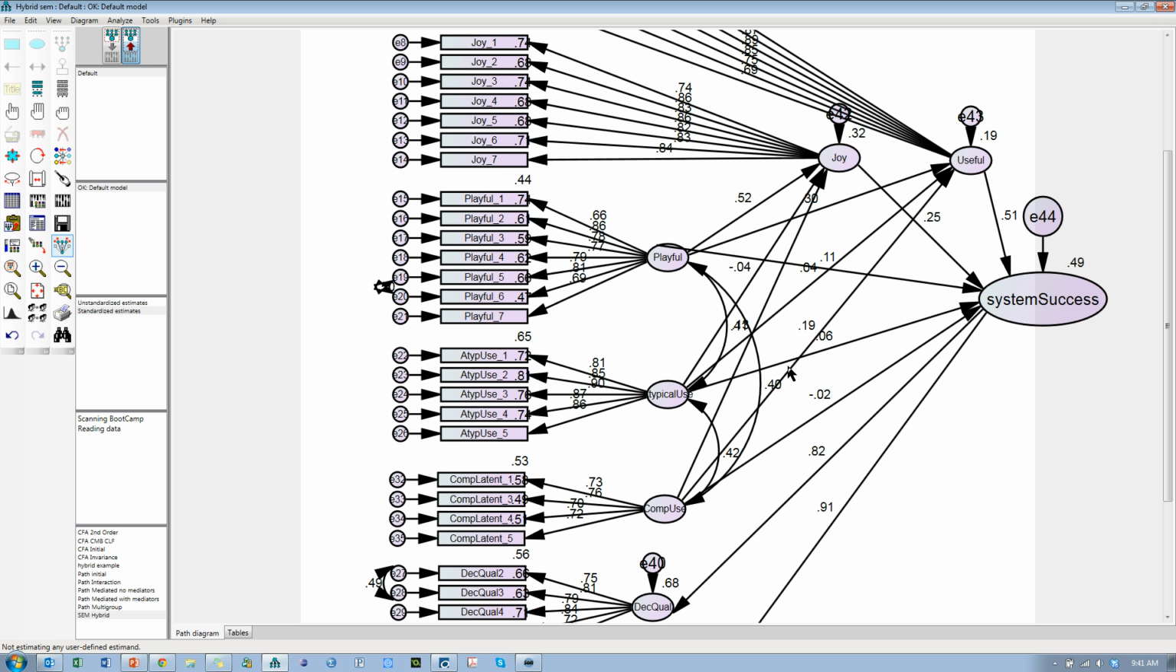Where are the constraints that you put on this? My model is saying it needs one more constraint. Oh yeah, you remove the constraint from system success in order for it to run, and then I had to add it to one of these paths from the lower order.